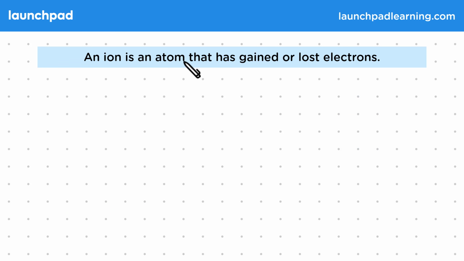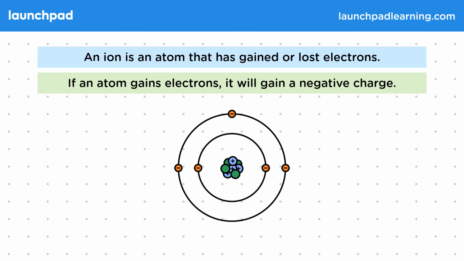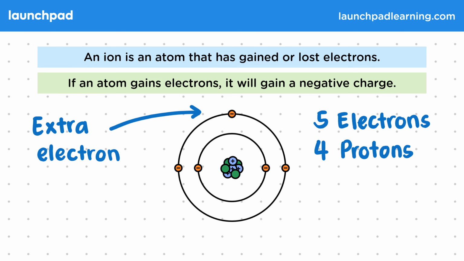Well, an ion is an atom that has gained or lost electrons. So if an atom gains electrons, it will gain a negative charge. This atom is the same as the previous atom, but with an extra electron. So we now have 5 electrons and 4 protons. So the ion now has a negative charge, and this is because the charge of the electrons is stronger than the charge of the protons.